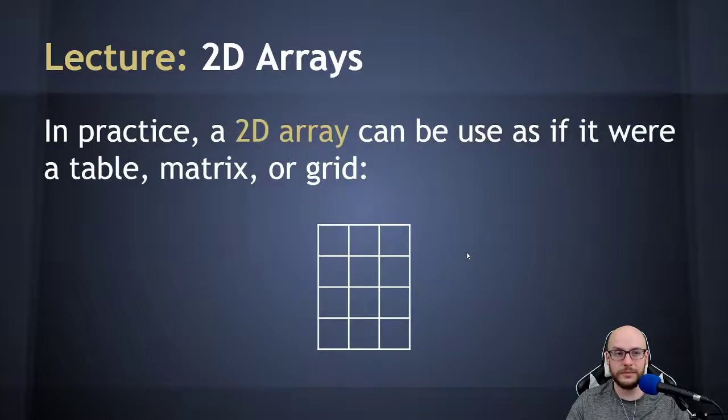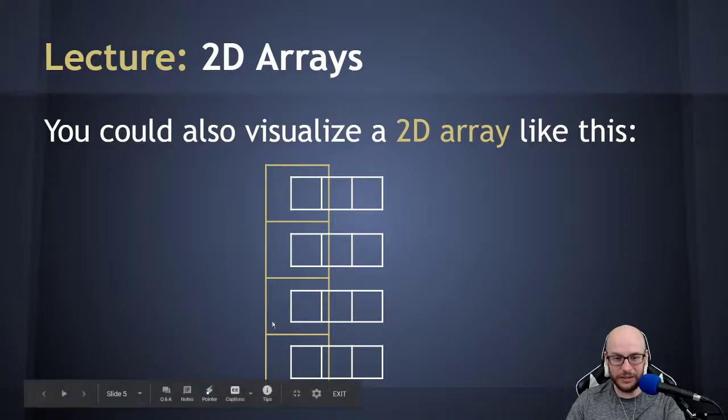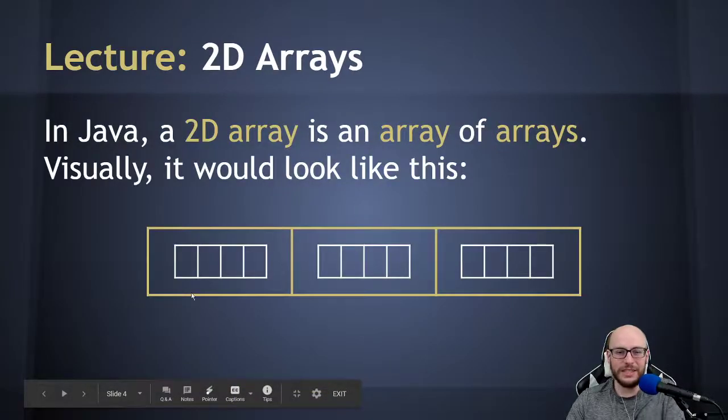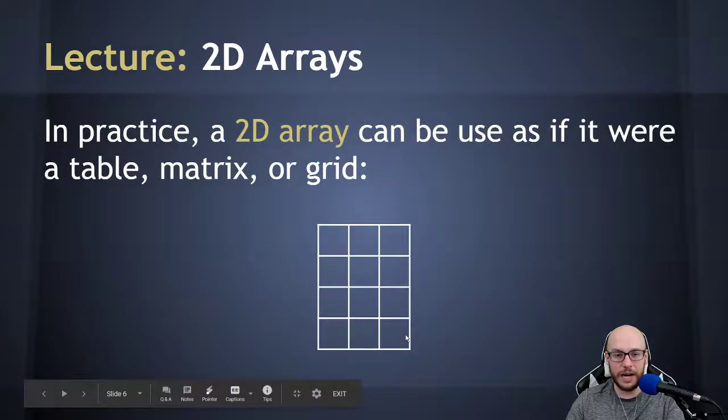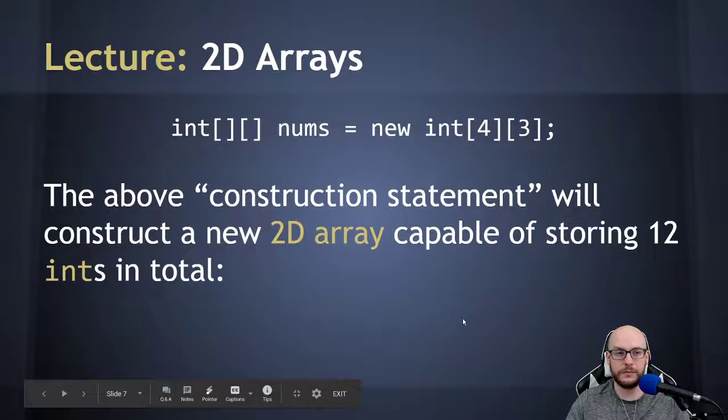and that is ultimately our 2D array. In practice, a 2D array can be used as if it were just a table, a matrix, a grid, right? This is what a 2D array is. It helps to visually think about it like this, where you have an outer array with each element being an inner array. In practice, it functions like this, just any grid. So the question then becomes, how do we make this thing?